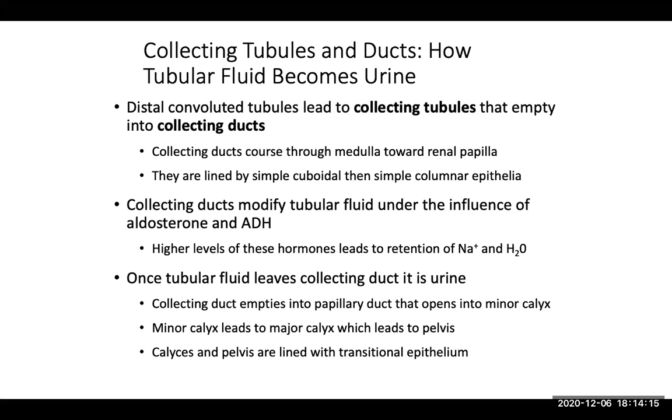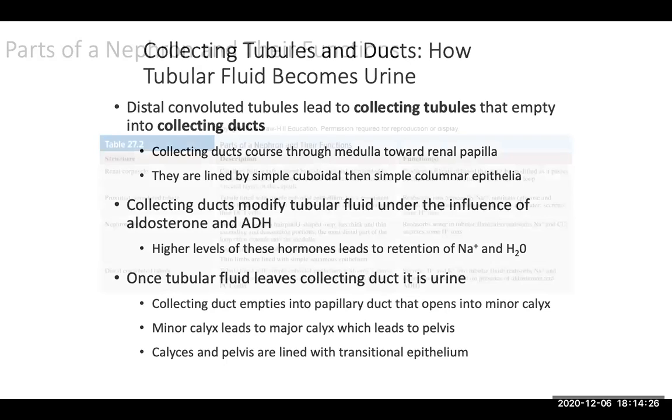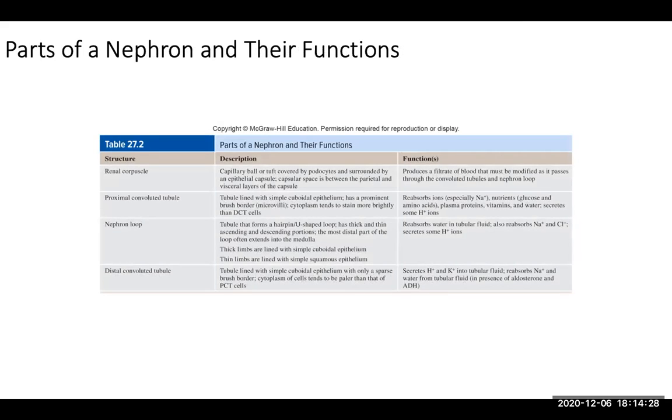The collecting duct empties into the papillary duct that opens into the minor calyx, which will lead into the major calyx, which will lead to the pelvis. Calyxes and the pelvis are all lined with transitional epithelium. And this is a good review of the parts of the nephron and their functions.